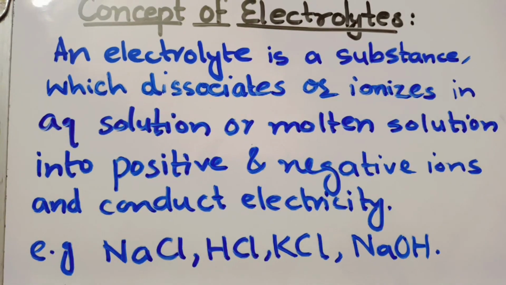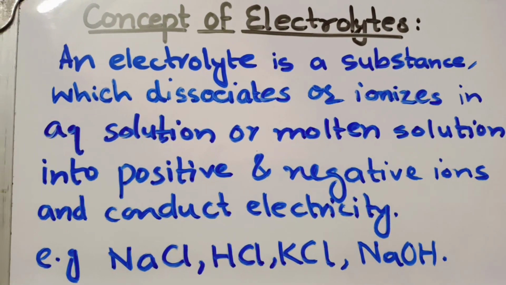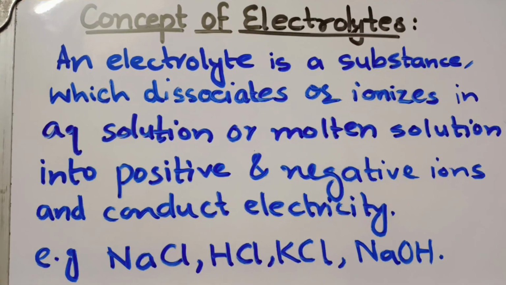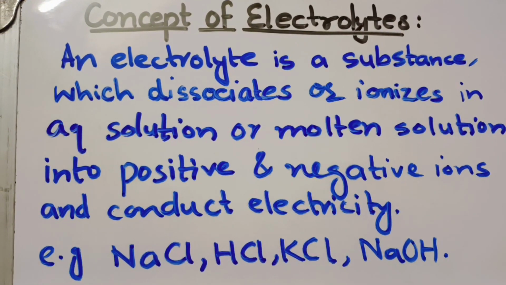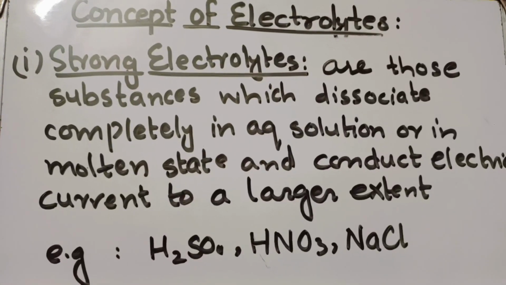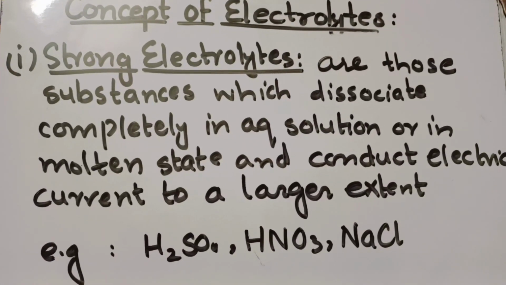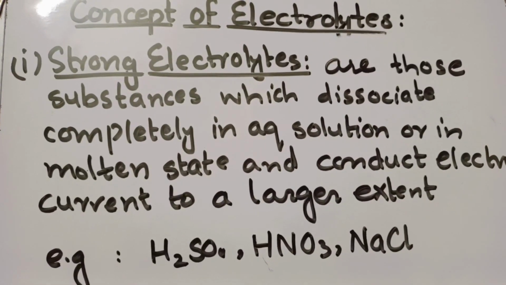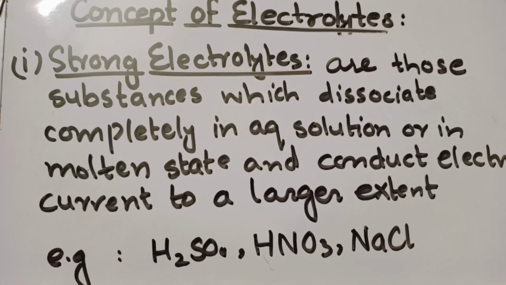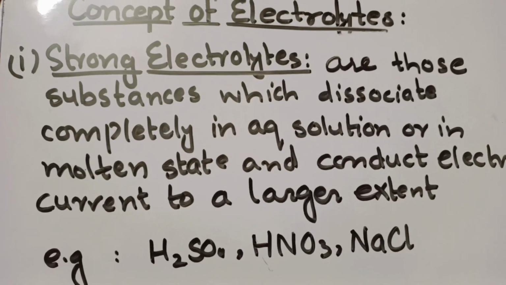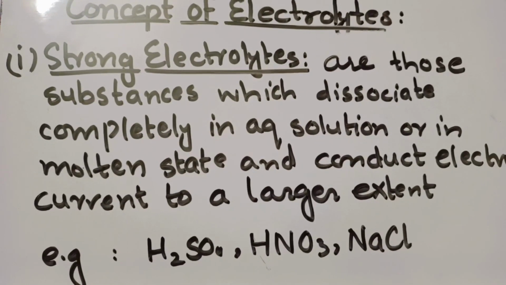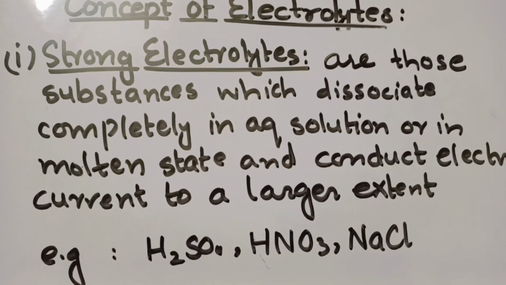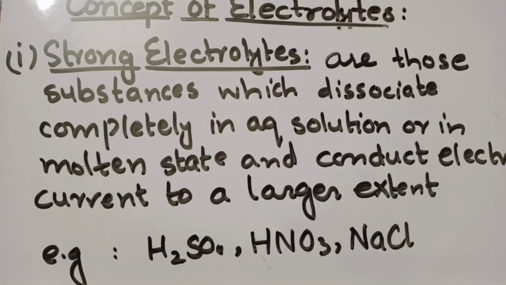Now, electrolytes are divided into three categories: strong electrolytes, weak electrolytes, and non-electrolytes, depending upon their degree of ionization or dissociation. The first category is strong electrolytes. Strong electrolytes are those substances which dissociate or ionize completely in aqueous solution or molten state and conduct current to a larger extent. Examples of strong electrolytes are sulfuric acid, nitric acid, and sodium chloride.